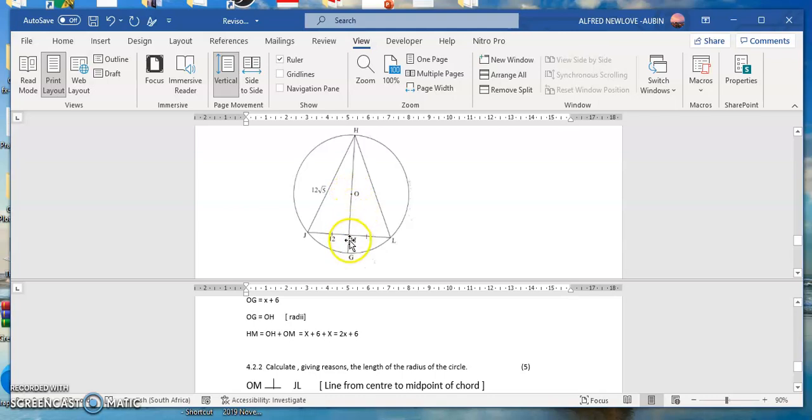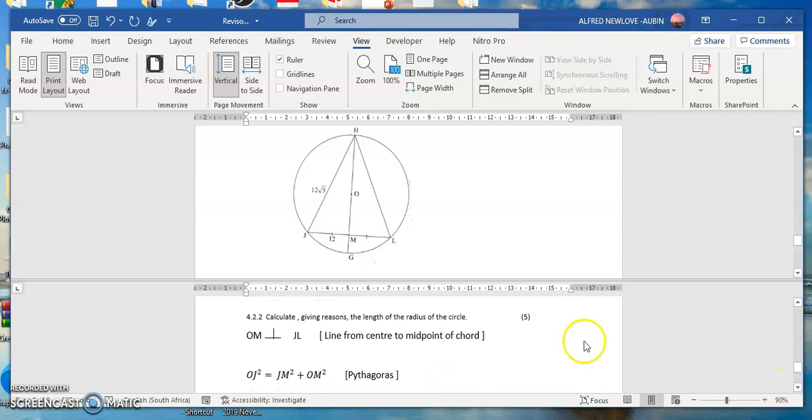So this line, it was given to us that this length is equal to that length. If this side is 12, this side is also 12. It's already given to us, so it implies that since this one bisects this chord into two, the angle created here is 90. So the reason is line from center to midpoint of chord.